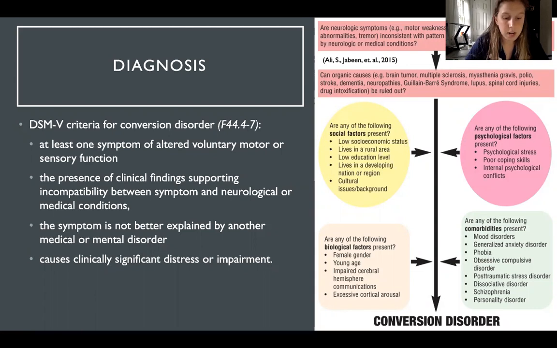So according to the Diagnostic and Statistical Manual of Mental Disorders, conversion disorder is defined as having at least one symptom of altered voluntary motor or sensory function, the presence of clinical findings supporting incompatibility between symptom and neurological or medical conditions, best seen with a functional MRI. The symptom is not better explained by another medical or mental disorder, using CT, MRI, or EEGs to rule out, and it causes clinically significant distress or impairments.